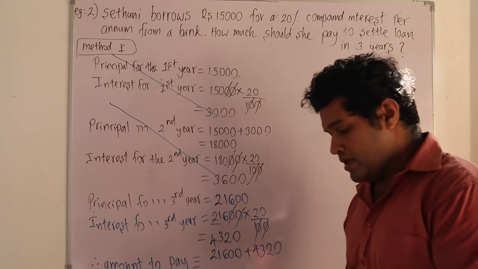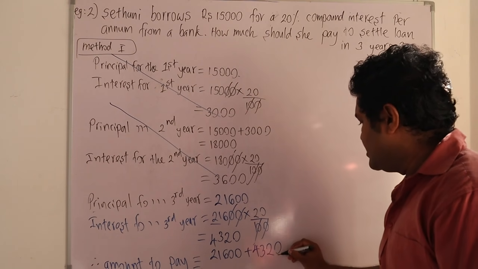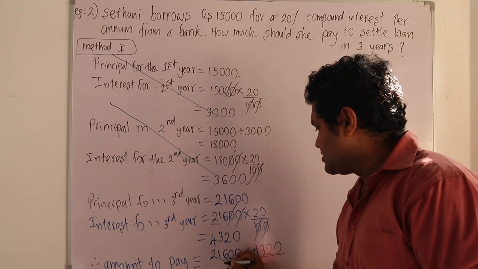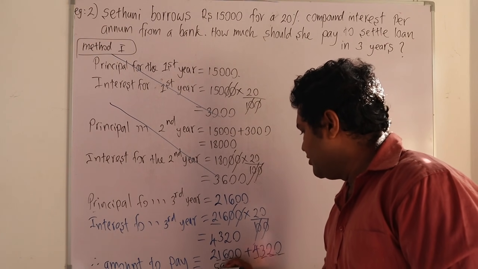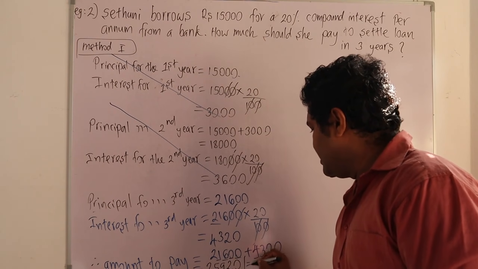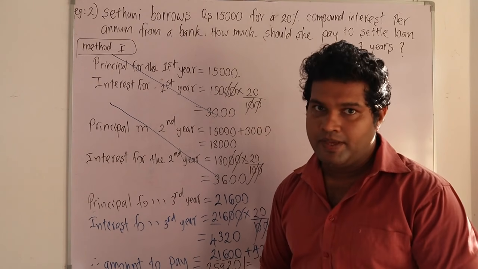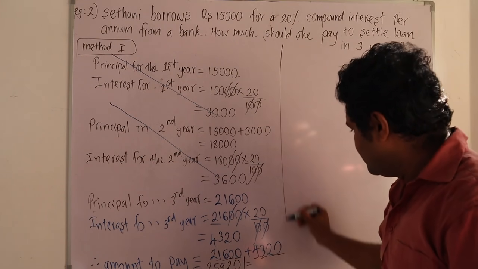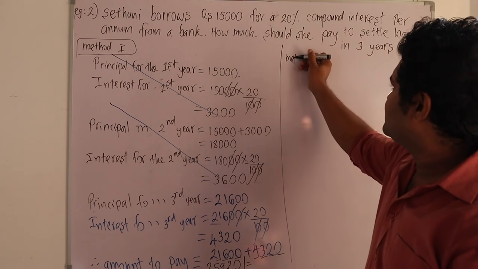Okay, right? We'll add 0, 0, 0, 2 and 0, 2, 3 and 6, 9, 4 and 1, 5 and 2. It's 25,920 rupees. Okay, now I am going to consider method number 2. Method 2.